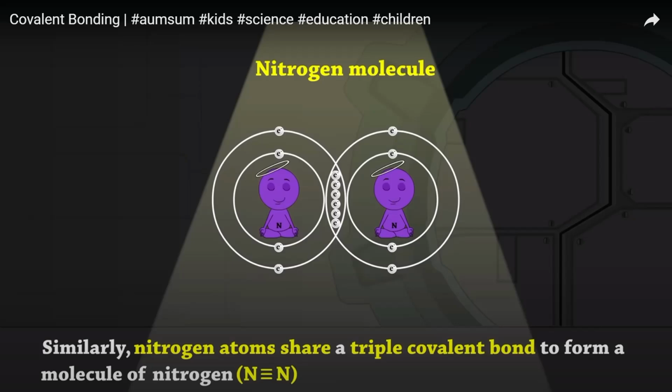Okay, so here we have a nitrogen molecule. And here it says, similarly, two nitrogen atoms share a triple covalent bond to form a molecule of nitrogen. And a triple bond looks like this.